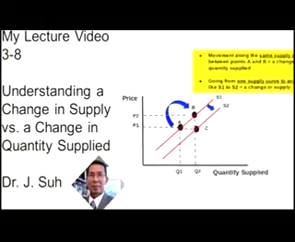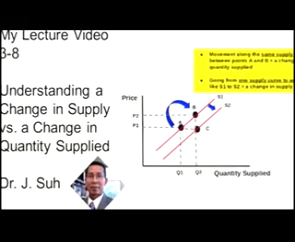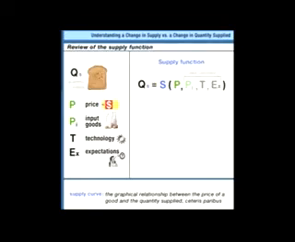The supply curve shows the relationship between the price of bread and the quantity of bread that a seller is willing and able to offer for sale, holding constant other factors that influence supply, such as the price of inputs, technology, and expectations about future prices. What happens to the supply curve if we change some of those other variables? Of course, the supply curve shifts.